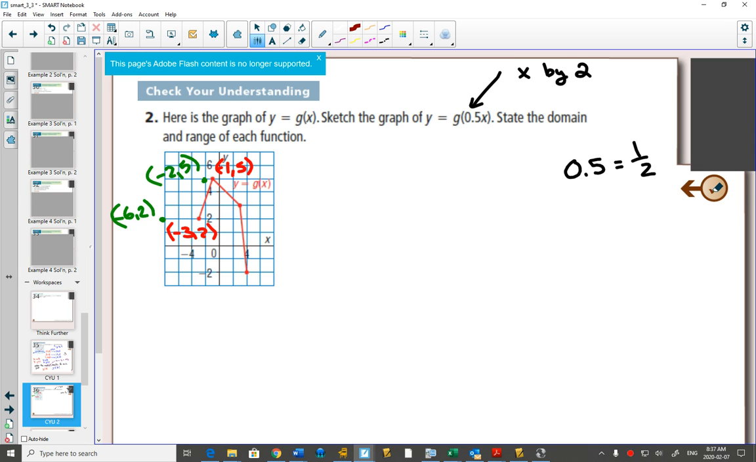And so on a question where they give you the graph, you're going to just take the key points that they've given you. Here, our next one is at 3, 3. Multiply your x value by 2, and you get 6, 3. And finally, our last point here, at 4, negative 2, multiply your x value by 2, and you get 8, negative 2, connecting the dots.